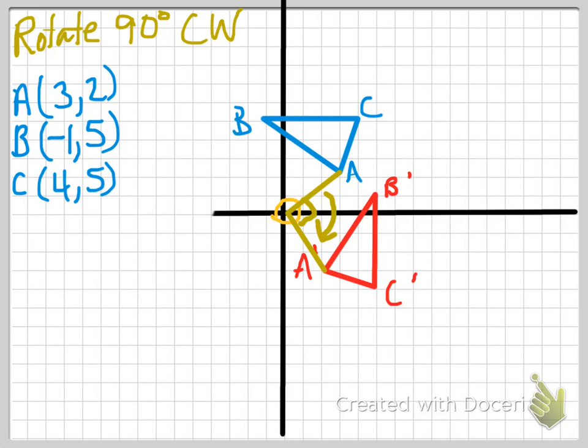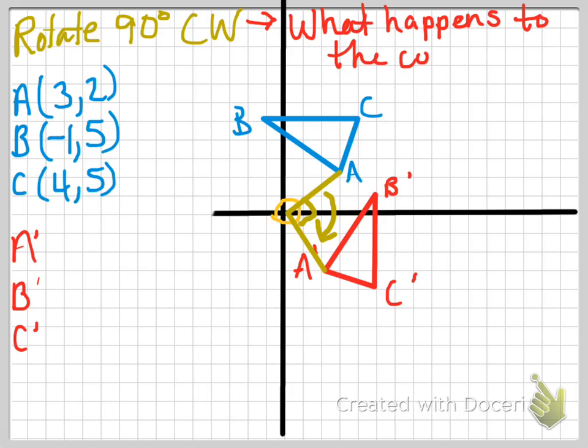So let's see what happens to the coordinates here, because we want to formulate a rule for the coordinates when you rotate 90 degrees clockwise. So here I went ahead and wrote down the points that we have for triangle ABC. And then we want to find out what happens to the points, or the coordinates, and how do they become A prime, B prime, and C prime. So go ahead and look at that for a little bit. See if you can come up with any ideas.